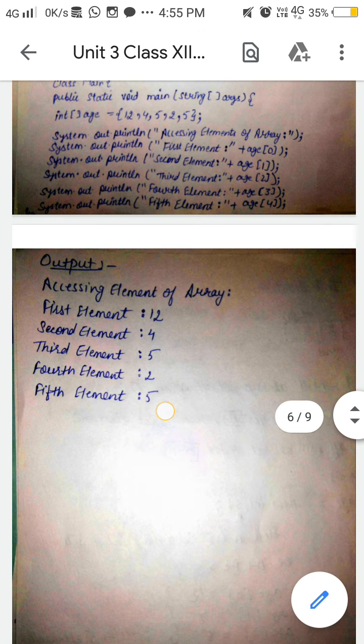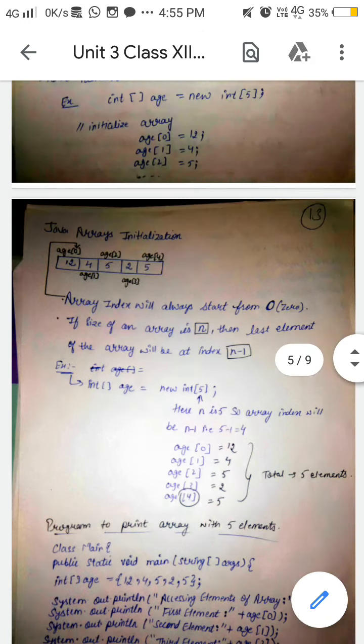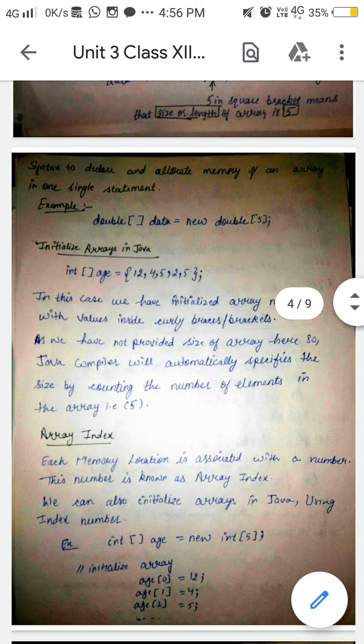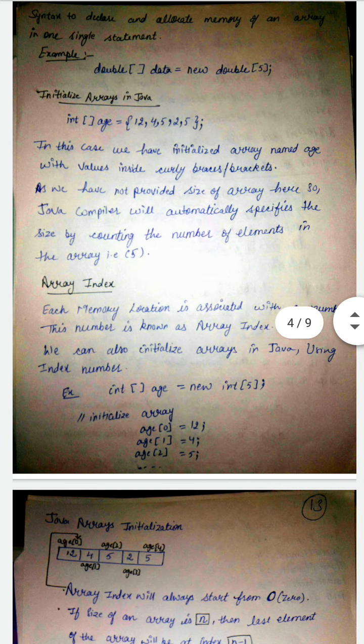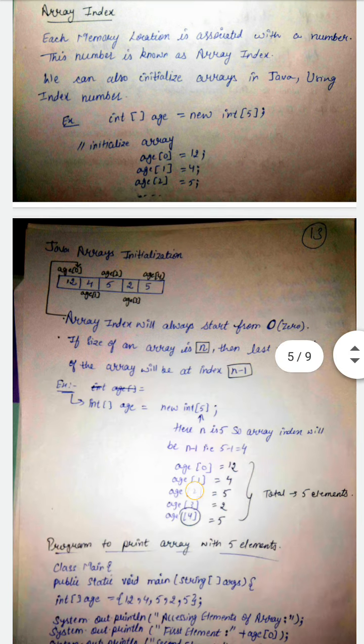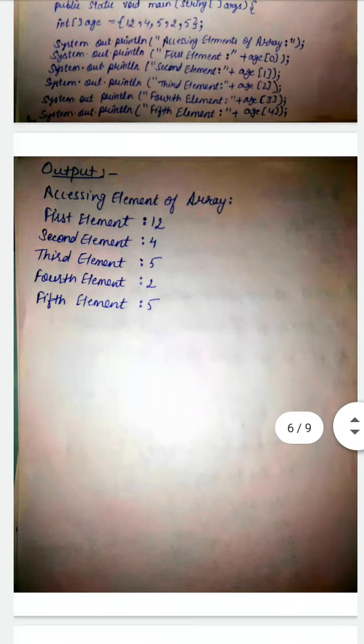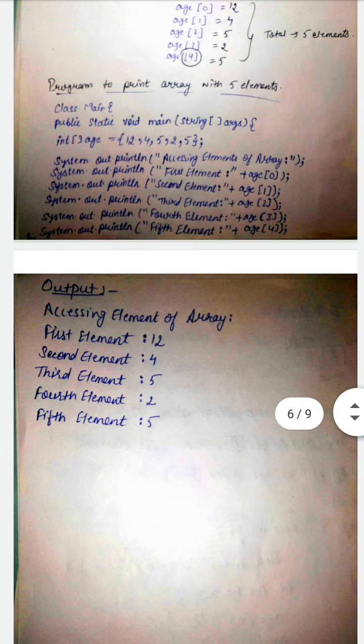So this was all about the topic array, how we declare an array in Java, how we initialize it, how we allocate the memory differently or in the same statement. So it is a very important topic. So it was all about the topic of the for statement and the topic array in Java programming.